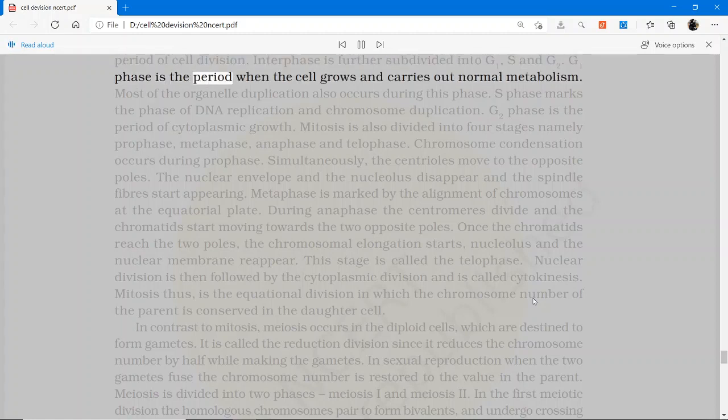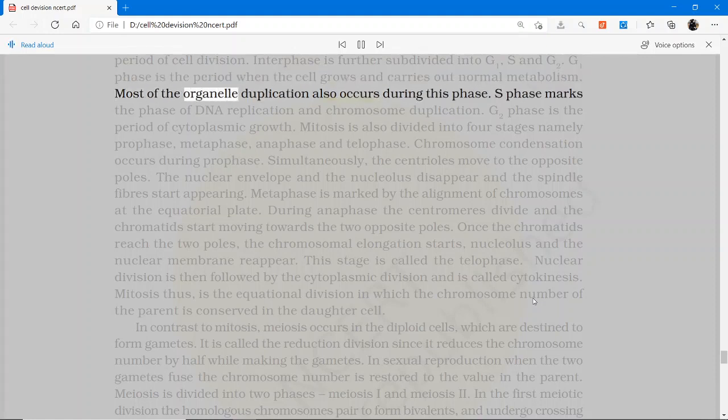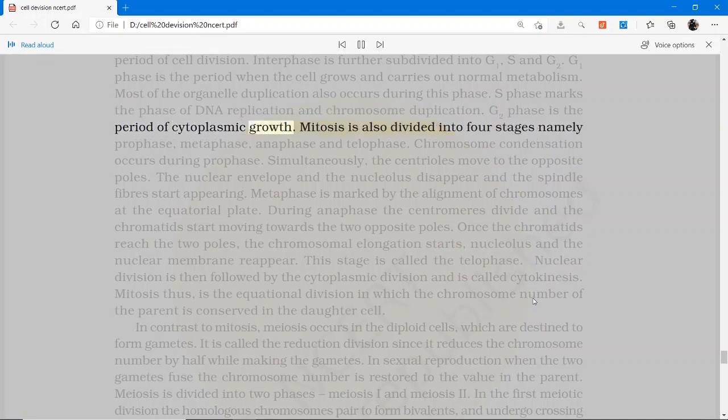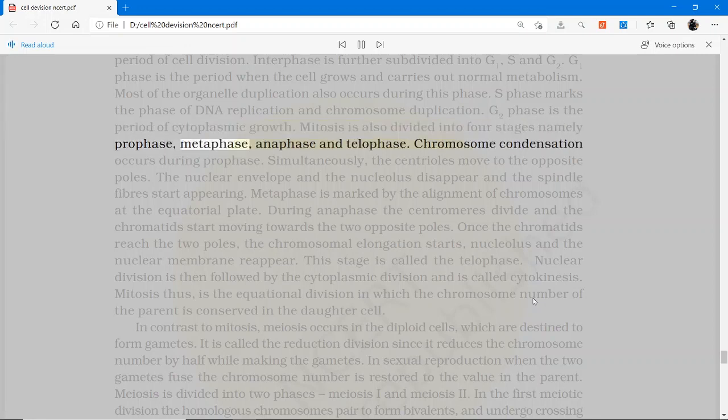G1 phase is the period when the cell grows and carries out normal metabolism. Most of the organelle duplication also occurs during this phase. S phase marks the phase of DNA replication and chromosome duplication. G2 phase is the period of cytoplasmic growth. Mitosis is also divided into 4 stages, namely prophase, metaphase, anaphase and telophase.